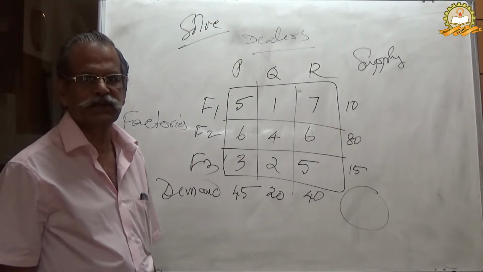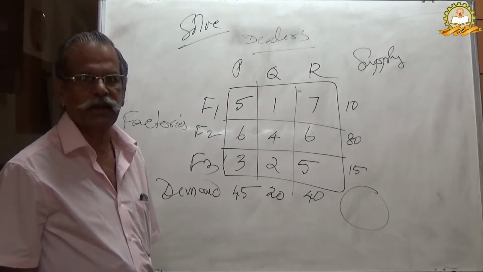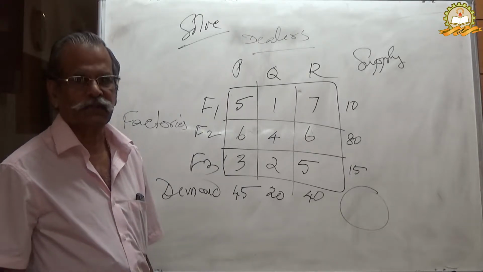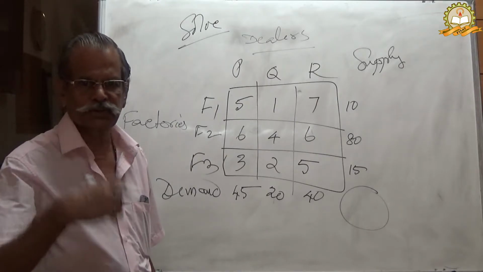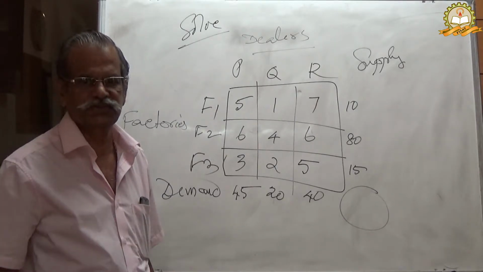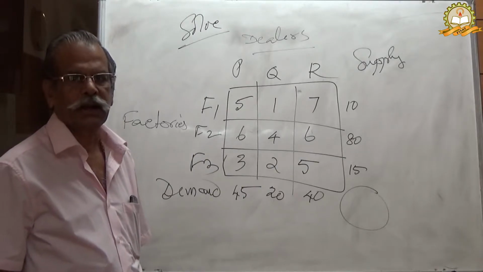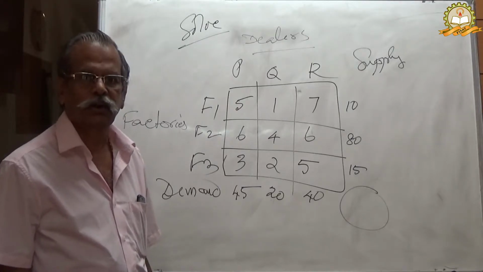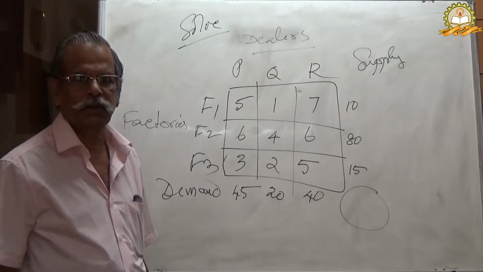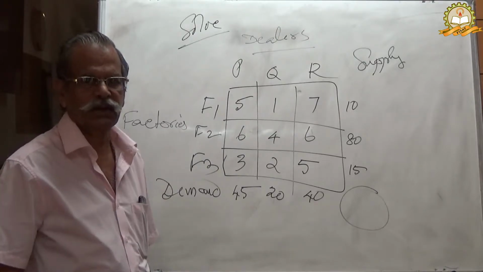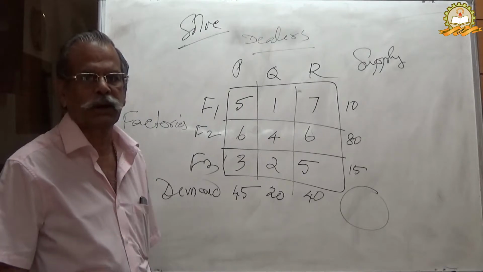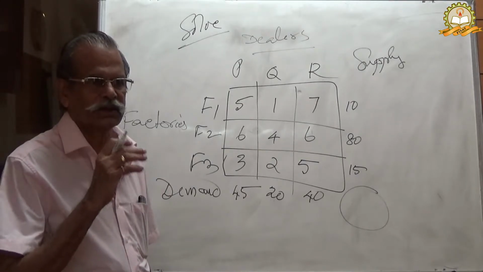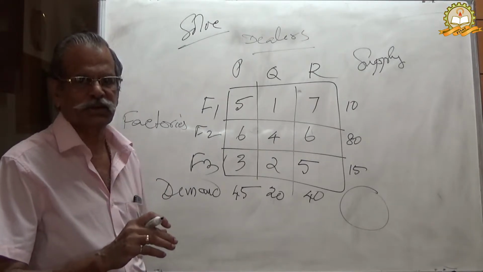To find the minimum transportation cost, we apply VAM, Vogel's approximation method. Then after finding the solution, you go for testing optimality. Therefore, two steps are involved here. The first step, applying VAM. You can try even the northwest corner rule, or you can try the LCM method, but normally we prefer the solution under VAM, Vogel's approximation method.